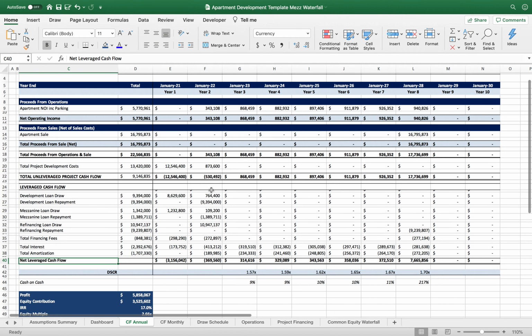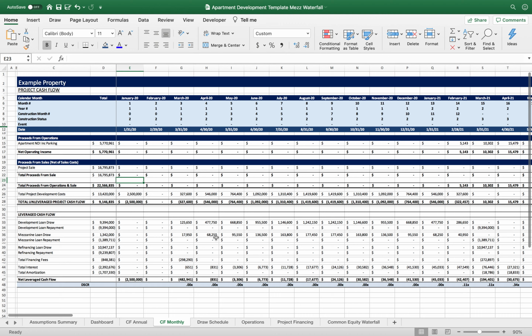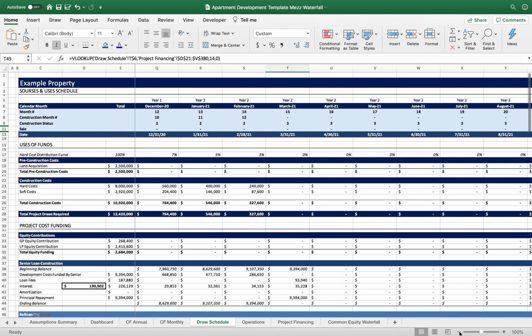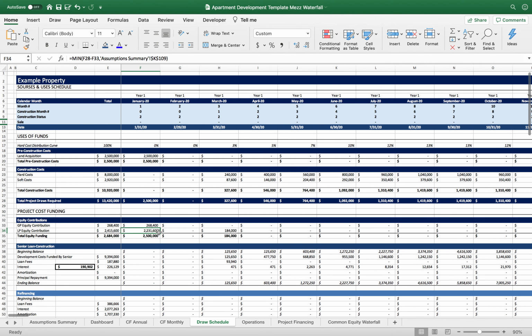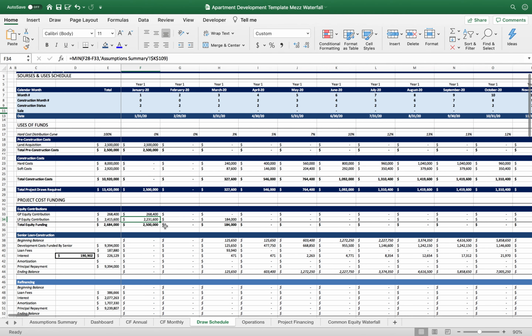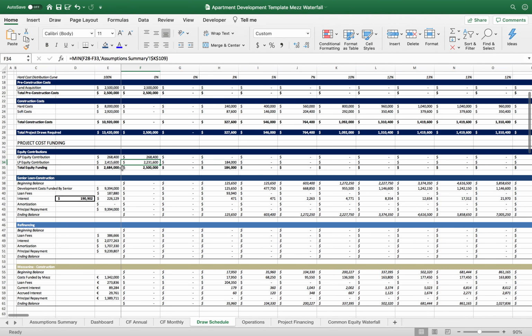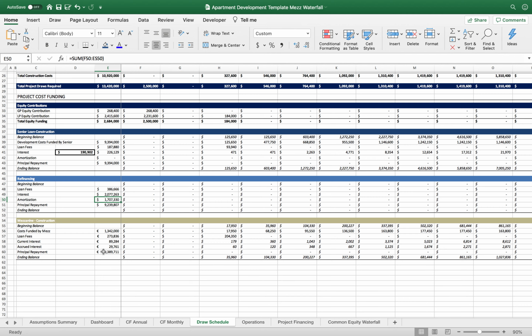Cash flow, annual cash flow, monthly cash flow, draw schedule, where you can see the sources and uses of capital, and you see what are the amounts of the construction costs financed from equity or from senior loan or mezzanine capital. And then, of course, the refinancing of both senior construction loan and mezzanine construction loans.